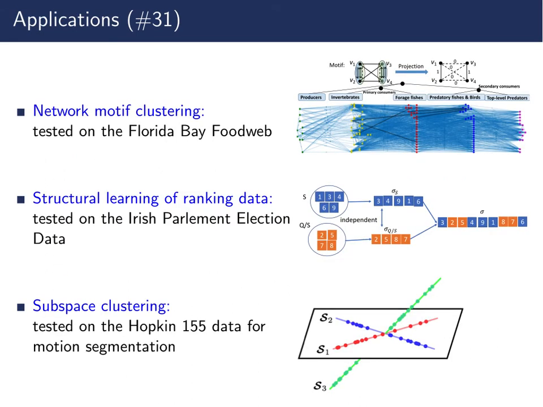We identified many new applications for inhomogeneous hypergraph clustering, including hierarchical network motif clustering tested on the Florida Bay food web, structural learning of ranking data tested on the Irish Parliament election data, and subspace clustering tested on the Hopkins 155 data for motion segmentation.